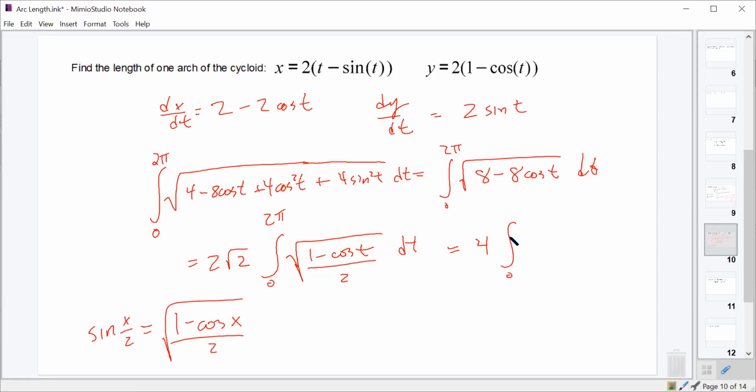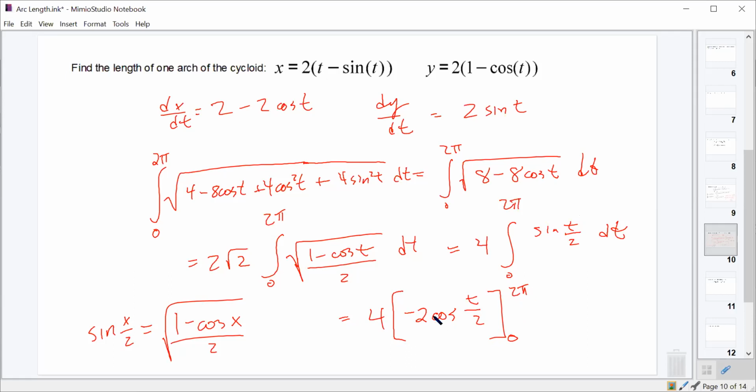So I can turn that into 4 times the integral from 0 to 2 pi of sine of t over 2 dt. Everybody see that? And what's the integral of sine of t over 2 when you integrate it? Negative 2 cosine t over 2. Bracket.